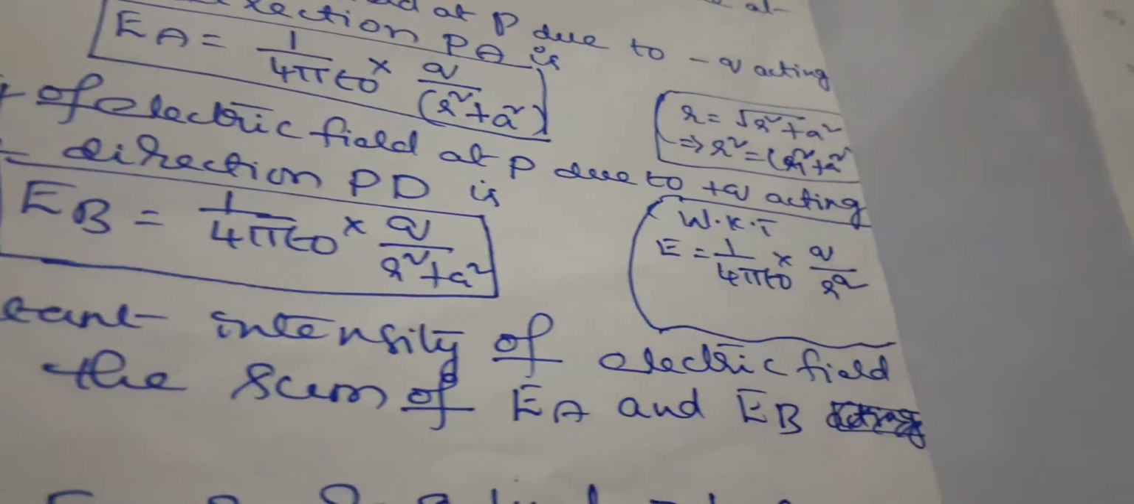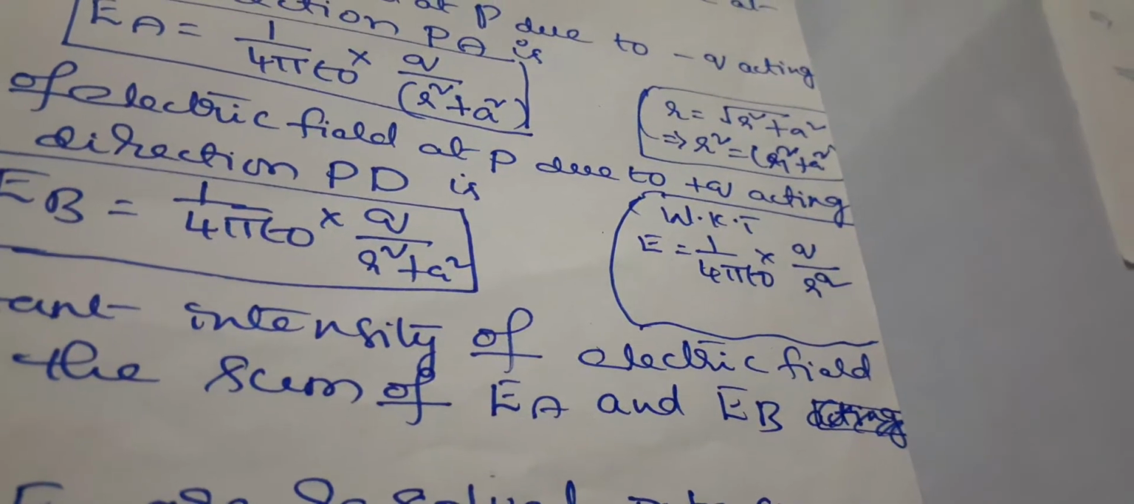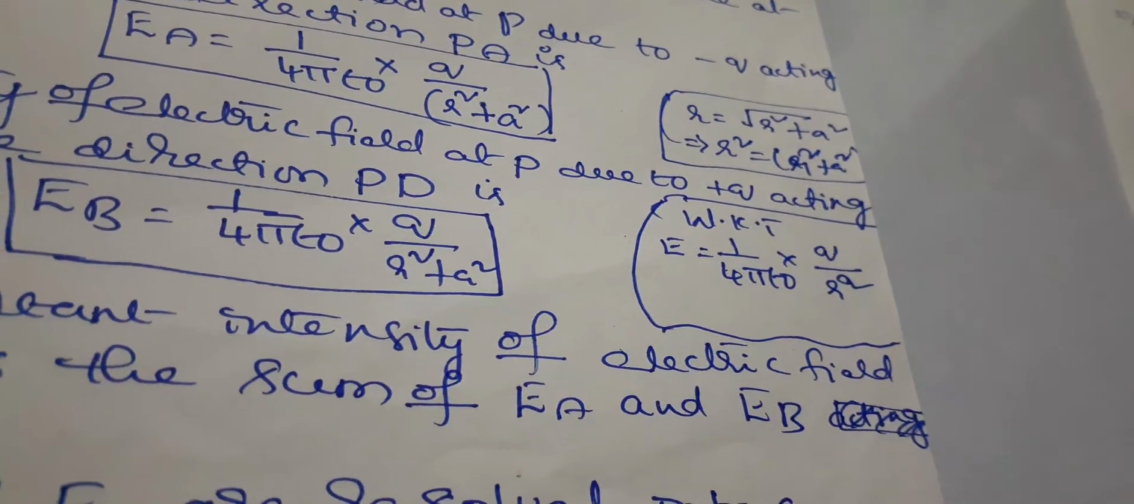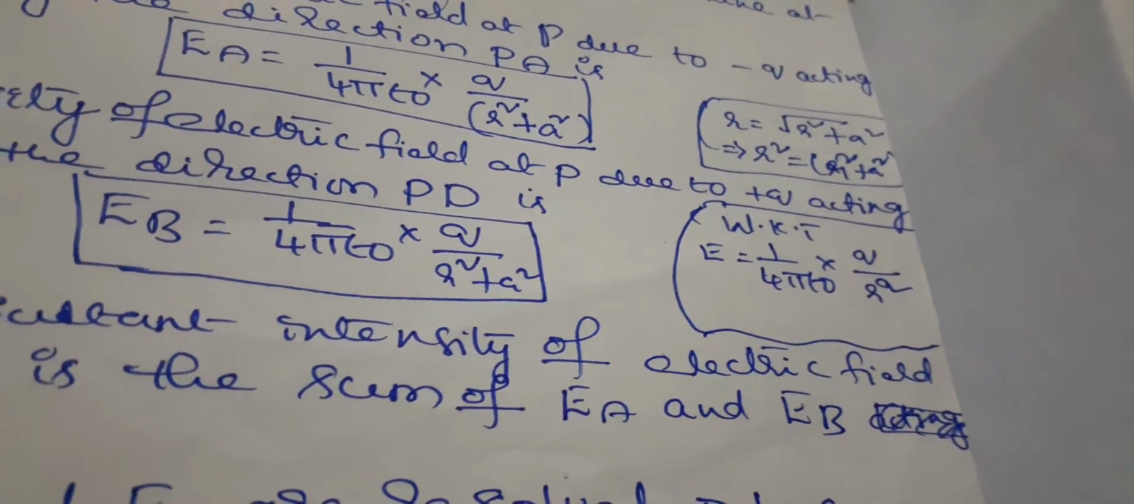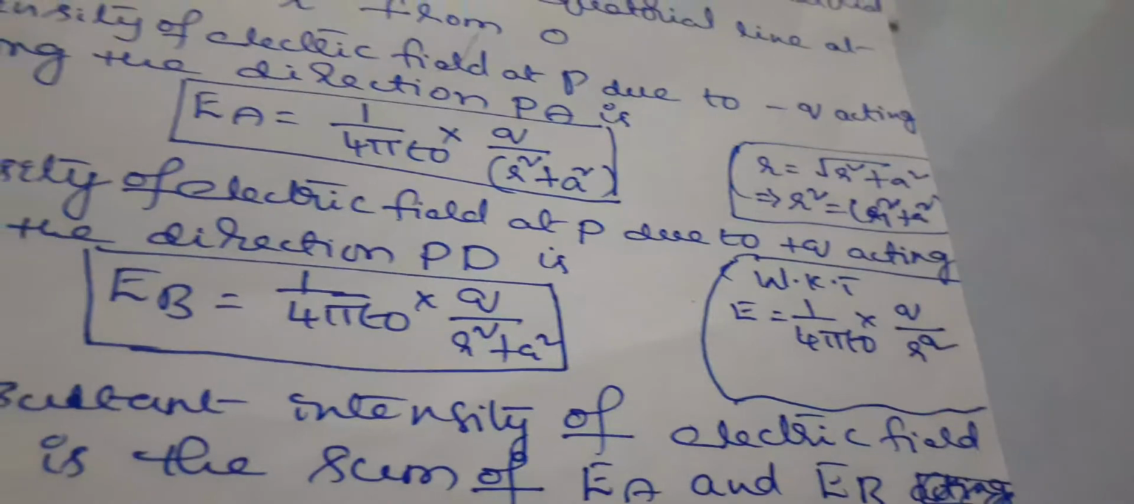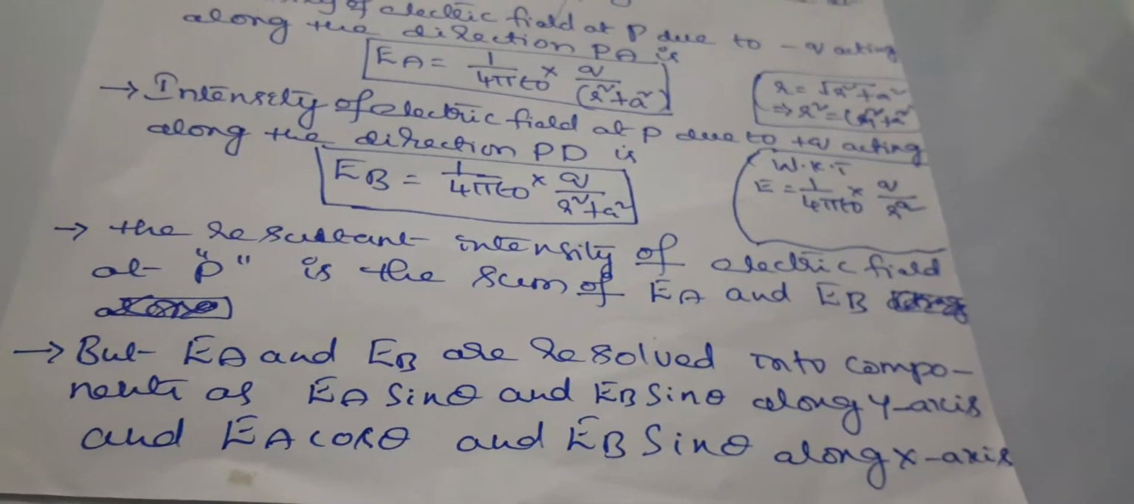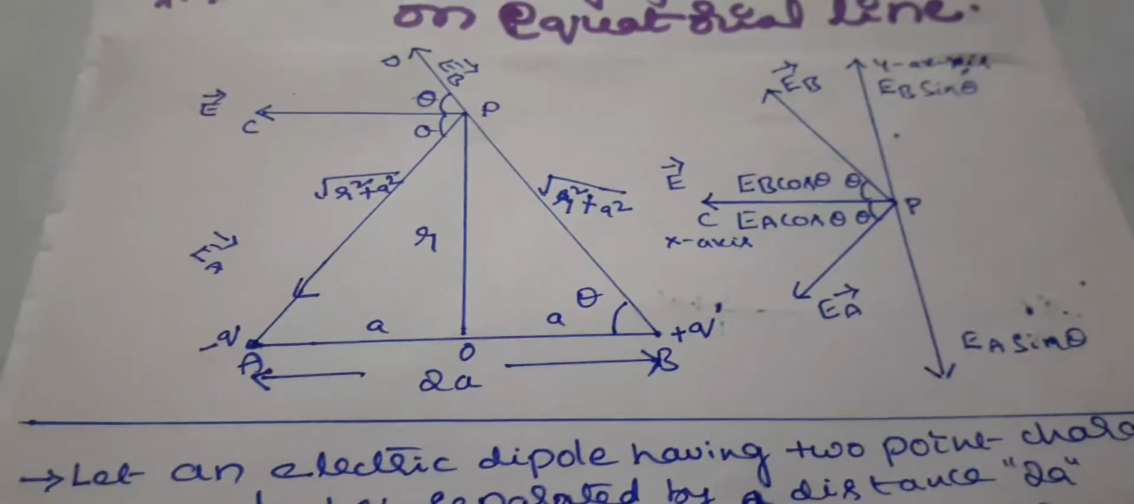So that is in the bracket, we know that E is equal to 1 by 4 pi epsilon naught into q by r square. This is the formula for intensity of electric field. From that, EB and EA both are written. So the resultant intensity of the electric field at P is the sum of EA and EB.